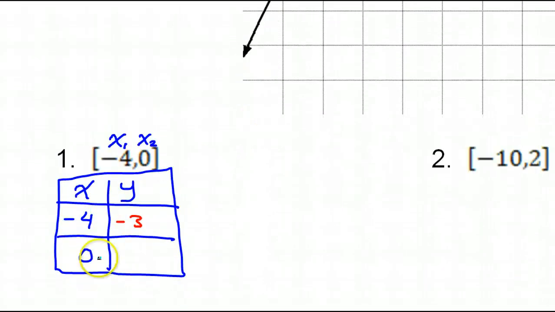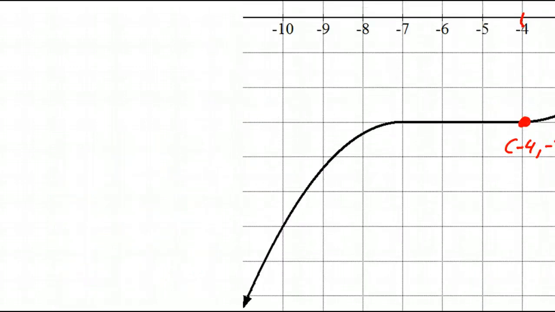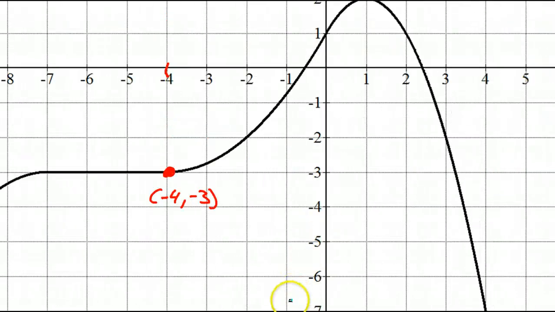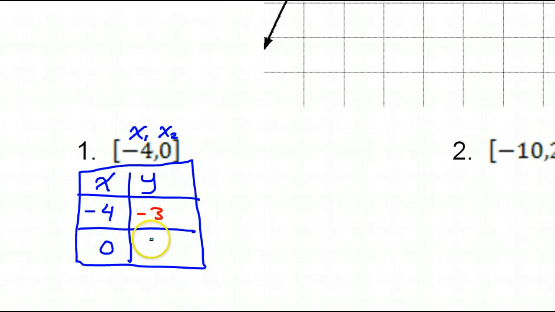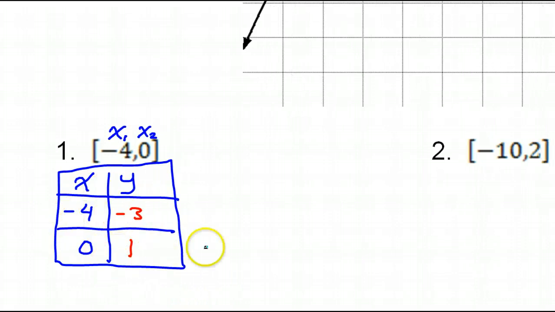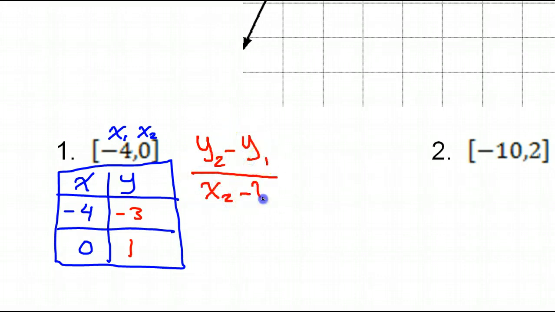Okay, now how about an x value of 0? Let's take a look at that. Here we are at an x value of 0. So I look up and I see that here's where the function is at an x value of 0. This is the point 0, comma, 1. So that's what we're dealing with. Once we have both of our x's and y's, we can go ahead and use the slope formula to calculate the rate of change. That's y2 minus y1 over x2 minus x1.